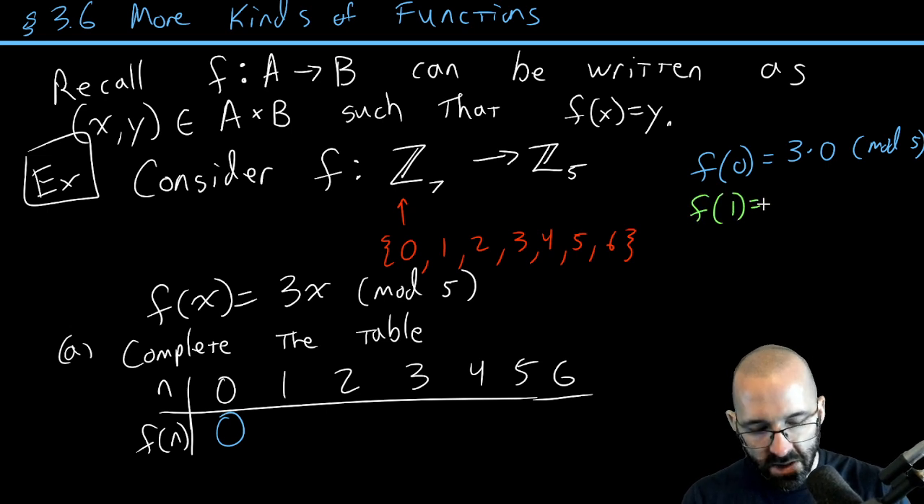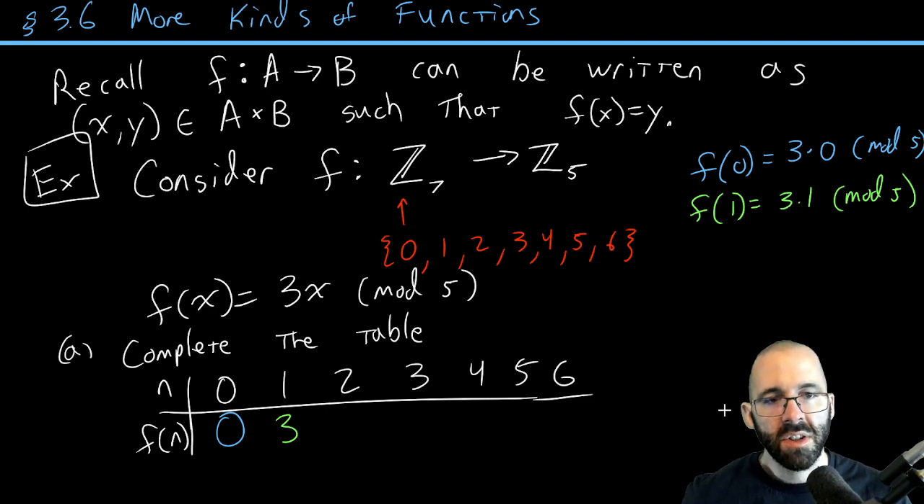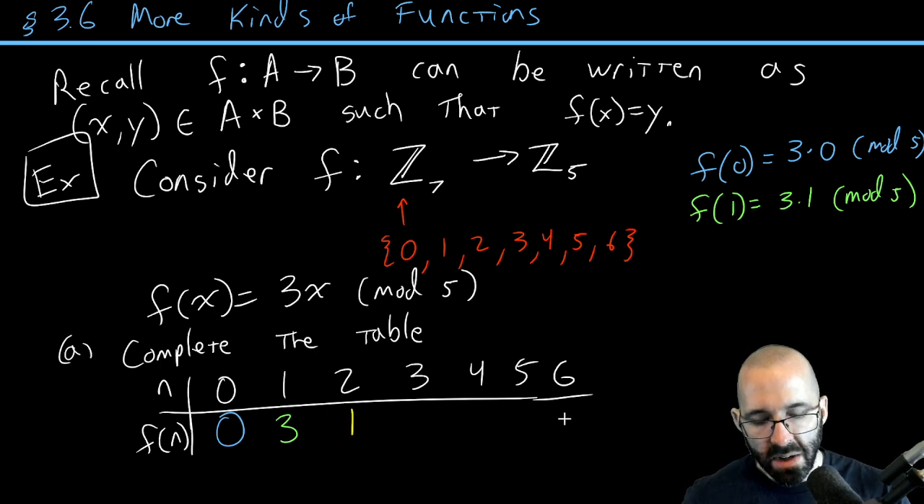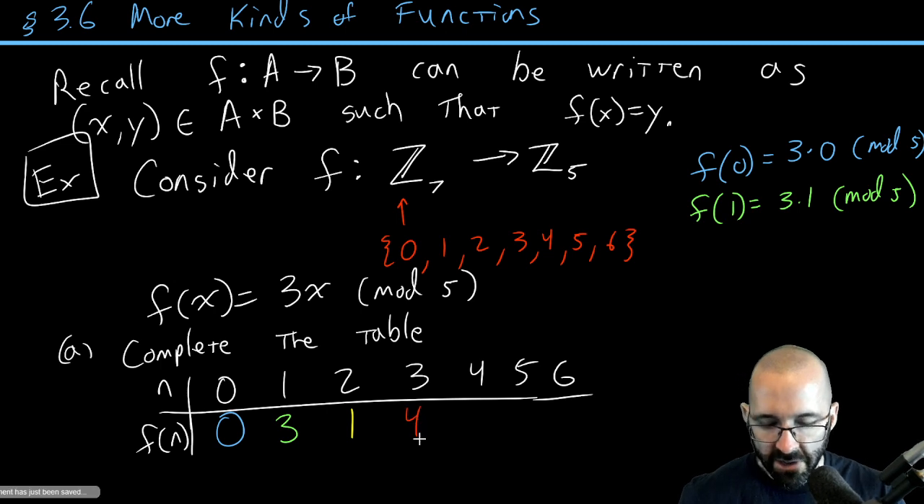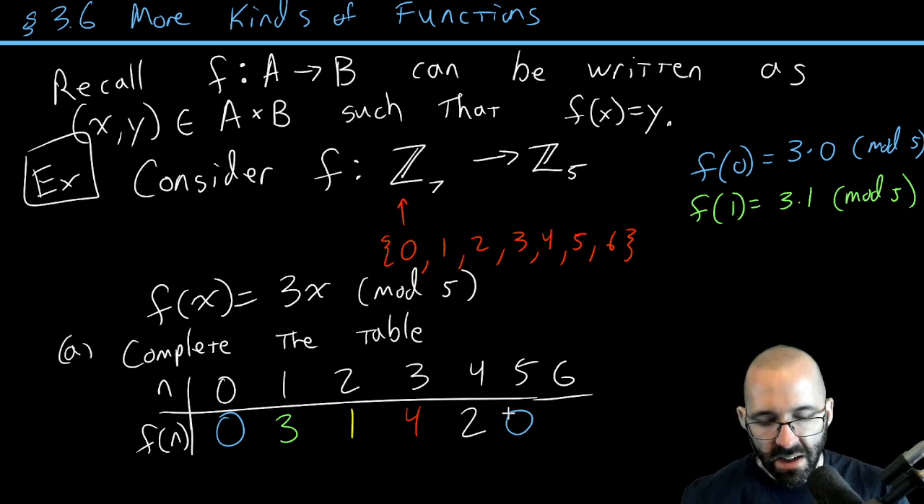Similarly, what's f of 1? Well, that's going to be 3 times 1 mod 5. So that's going to be 3. 3 mod 5 is 3. And then what is f of 2? f of 2 is going to be 6 mod 5, which is just 1. f of 3 is 3 times 3, which is 9 mod 5, which is 4. f of 4 is 12 mod 5, which is 2. f of 5 is 15 mod 5, which is 0. f of 6 is 18 mod 5, which is 3.